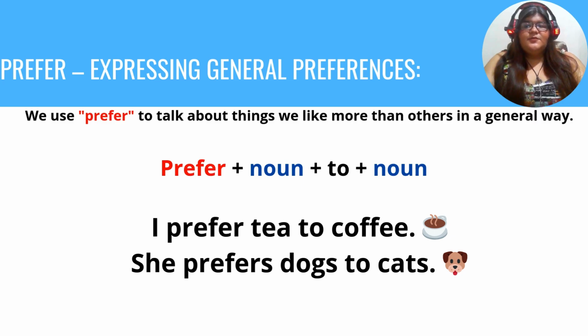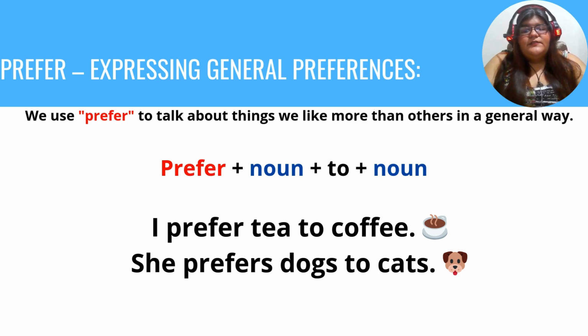So you must be wondering, what are they used for? And the answer is simple, but we will see them one by one. Don't worry. We have prefer, expressing general preferences. This means that it expresses a general preference that you may have, right? For example, we use prefer to talk about things we like more than others in a general way.